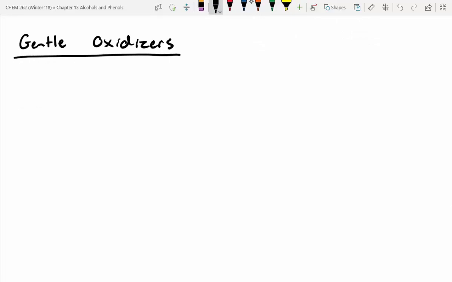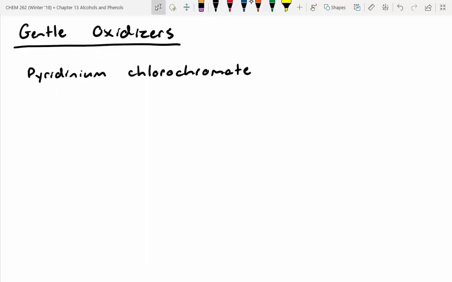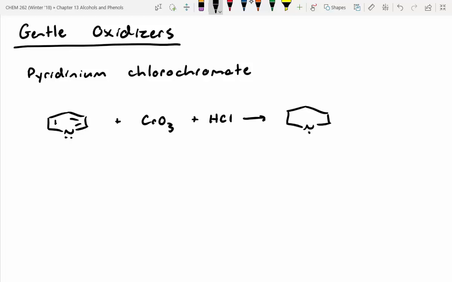The first one is called pyridinium chlorochromate. This was the first one that was really developed. It was developed on accident, actually. What you do is you take pyridine, that's the base that we've seen used quite a few times. They mixed in chromic acid, not knowing that they were making this, and HCl. What they did was accidentally make a new oxidizer that has a little less power than the chromic acid one.